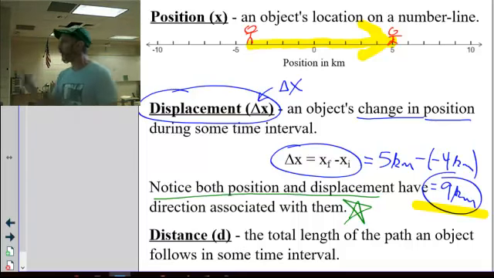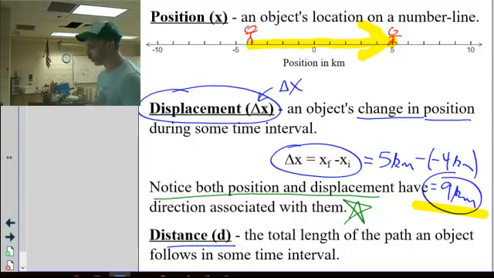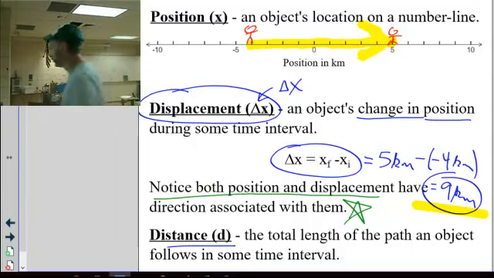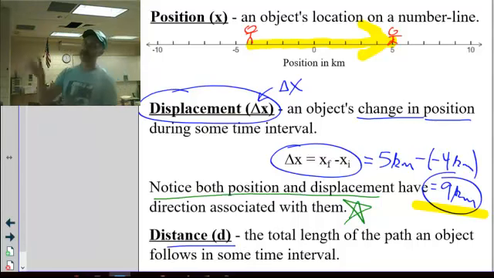So that's what displacement is. It's your change in position. The displacement basically just measures how far you ended up from your starting point, and it has direction attached with it. Distance, on the other hand, down here at the bottom, we've got this definition of distance. It's the total length of the path that an object follows during some time interval. So scribble down those two definitions, and on the next slide, I've got some examples that'll help you see the distinction between those.